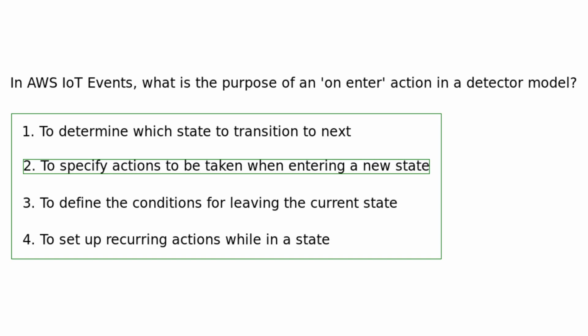An on-enter action in an AWS IoT Events detector model specifies the actions that should be taken when the detector enters a new state. This allows you to trigger specific responses or notifications as soon as a state change occurs.